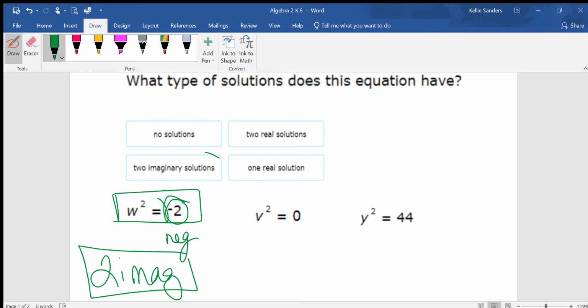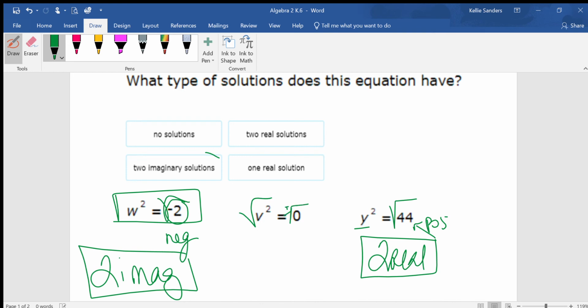I'm going to skip the 0 for just a second and go to the y. Y squared equals 44. Y squared is by itself, so if I took the square root of 44, this one is positive. So if it's positive, we would get 2 real numbers. Okay, and then go back to the 0. So the v squared is by itself, so we'd square root this side, we'd plus or minus the square root of this side, and the square root of 0 is just 0. If you have a positive 0 or a negative 0, that's still just going to be 0, and if you're just going to get 0, that's just one answer, so 1 real.